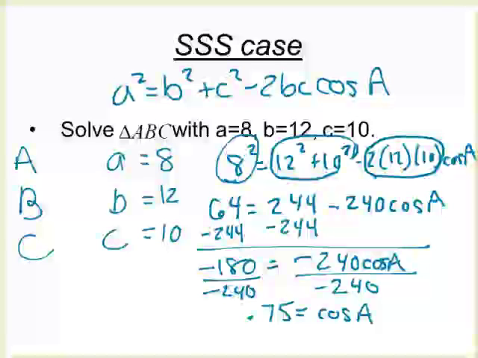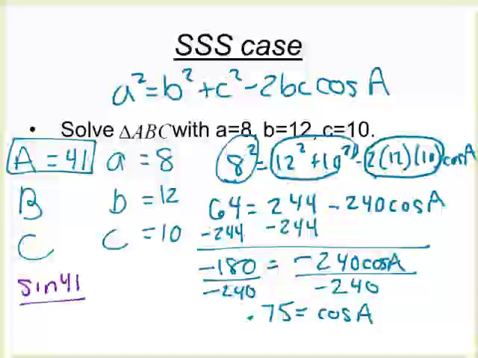And when we're solving for an angle, we have to do second. So second cosine of 0.75 gives us about 41.4, or we can just round that down to 41. Now we have 2 parts of 1 letter, so now we can go back to our law of sines.